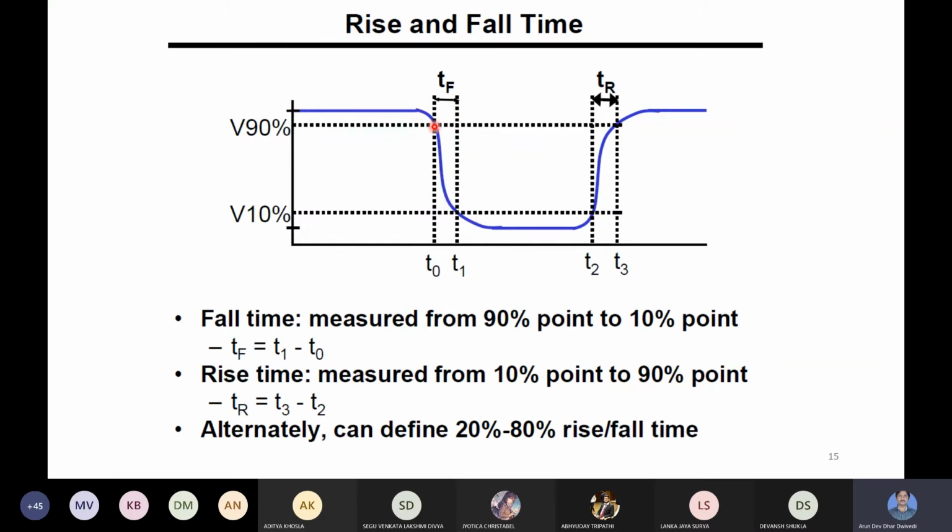When it is falling from high to low, we can see the 90% point of the amplitude, and then it is coming to 10%. The time difference between this 90% point and 10% point is called fall time. Similarly, when the pulse is rising, the difference between the 90% point and 10% point is called rise time. So T3 minus T2 is rise time, and T1 minus T0 is fall time.